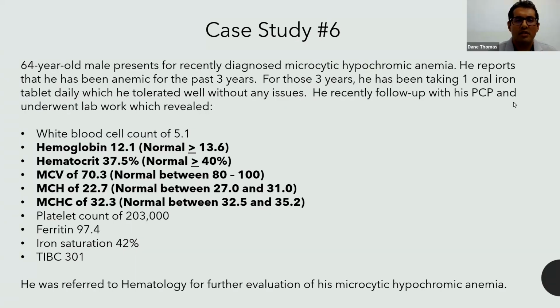So let's steer clear from iron deficiency and let's talk about something else. So the next case study is a 64-year-old male who presents for recently diagnosed microcytic hyperchromic anemia. He reports that he has been anemic for the past 3 years. For those 3 years, he has been taking one oral iron tablet daily, which he has tolerated well without any issues. He recently followed up with his PCP and underwent lab work, which revealed the following. And as you can see, he's got microcytic hyperchromic anemia with these indices. He was then referred to hematology for further evaluation of his microcytic hyperchromic anemia.